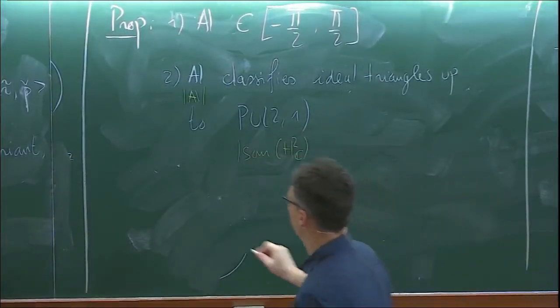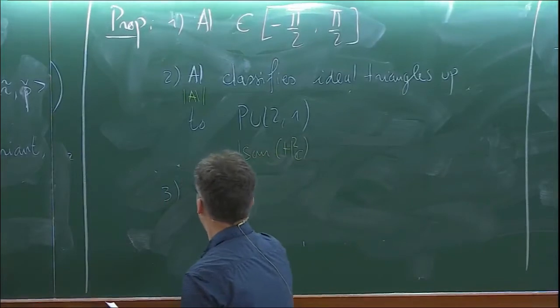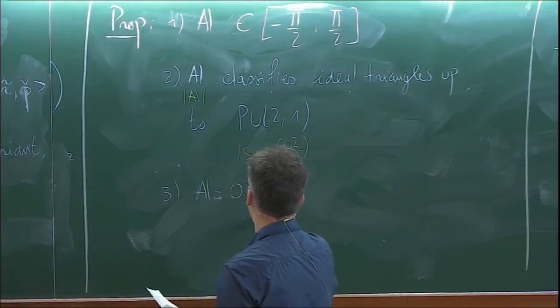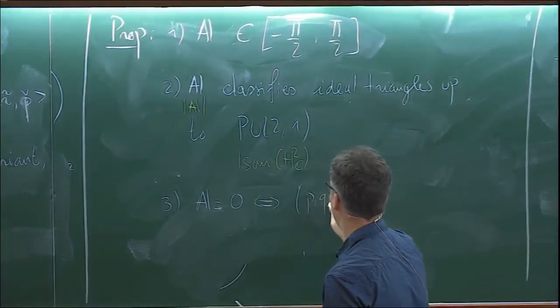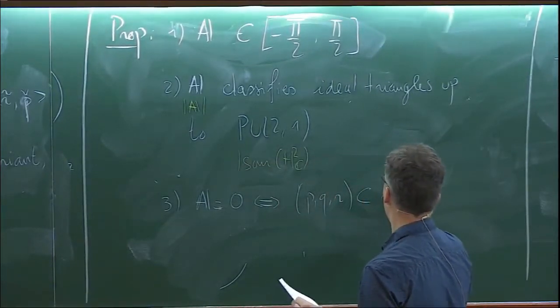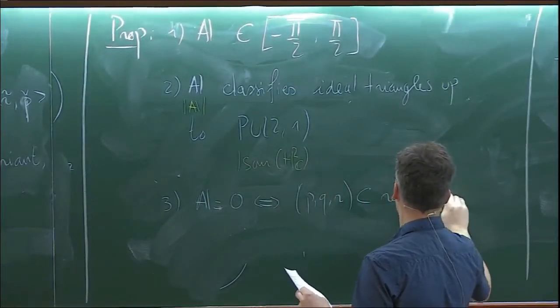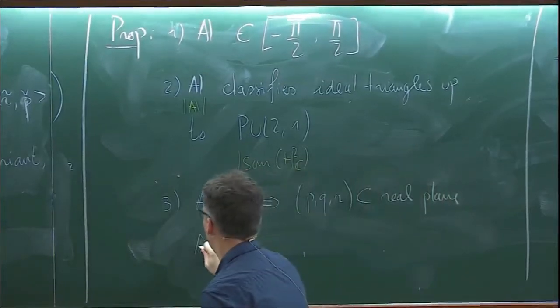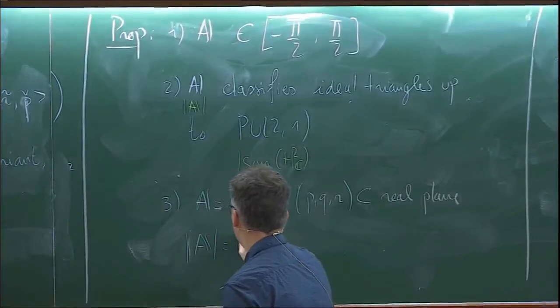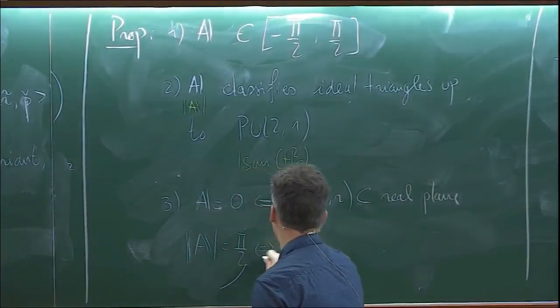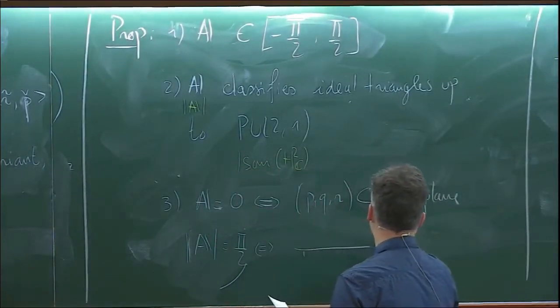And three, A is equal to zero if and only if PQR is contained in a real plane, and A is equal to ±π/2 if and only if it is contained in a complex line.